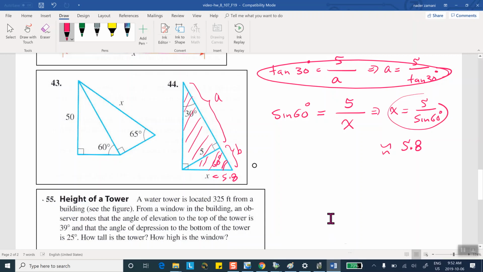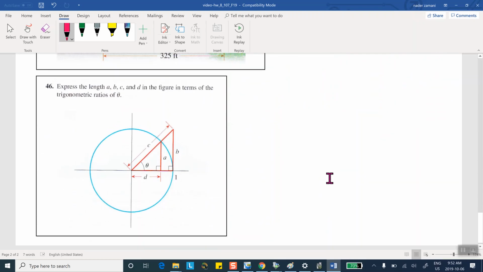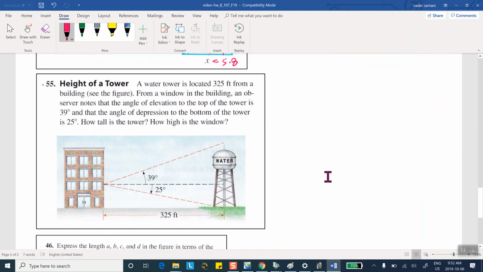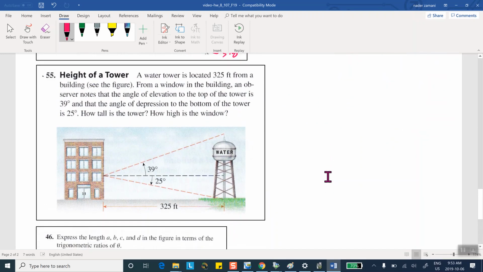Okay, so how many more problems are left? There's two more problems left, so we can finish it here. Okay, so let's do this one.